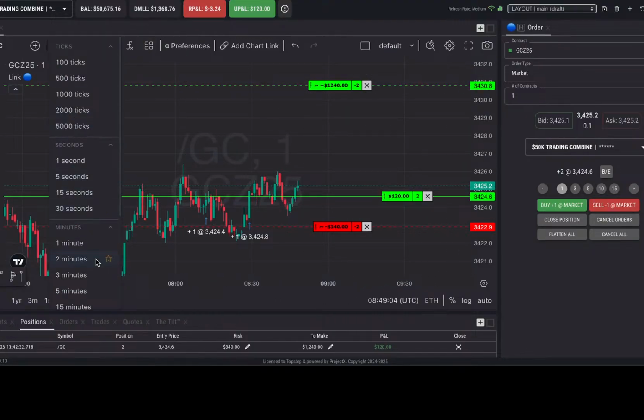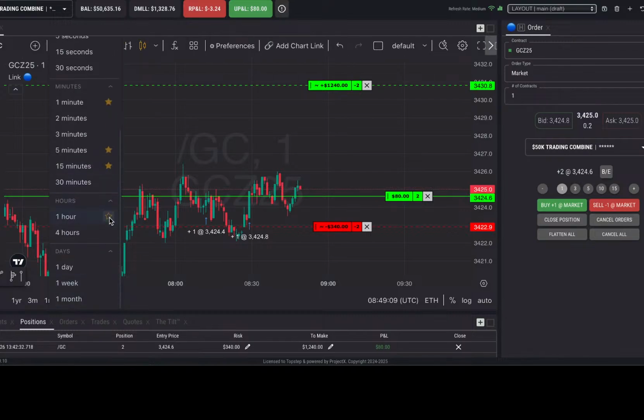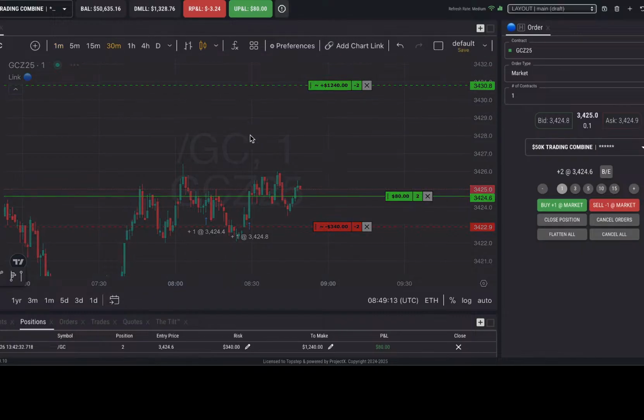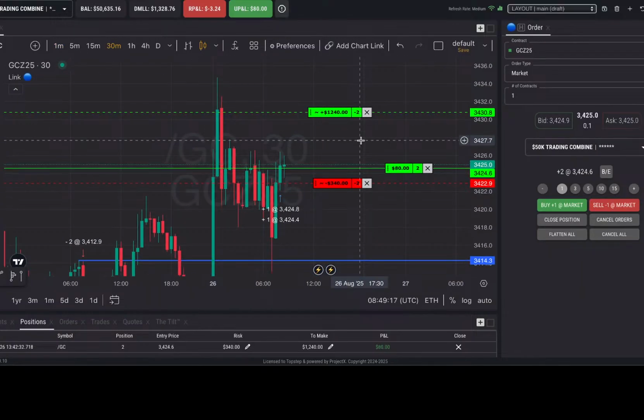That's on the 15 minutes. Let's see: 1 minute, 5 minutes, 15 minutes, 1 hour, 30 minutes, 4 hour, 1 day. Yeah, definitely it can shoot up. But we always know that at the top there can be resistance. Yeah, but let's see what happens.